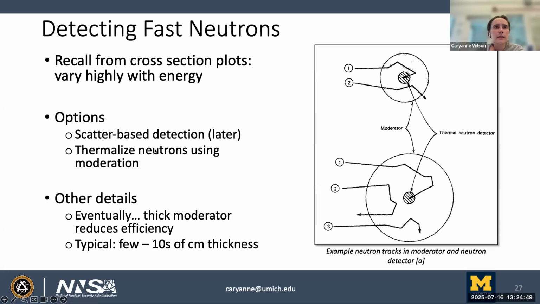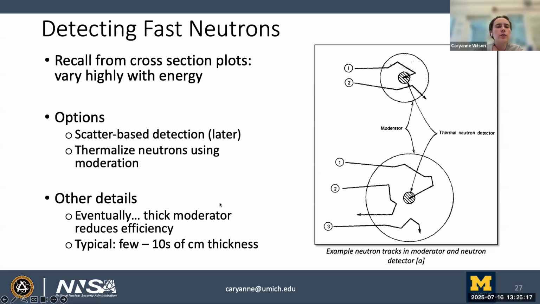So cross sections vary highly with energy. We just talked about thermalizing neutrons, or rather thermal neutron detection, but we can also thermalize fast neutrons using moderation and then detect those thermal neutrons. Or we can also talk about some scatter-based detectors.